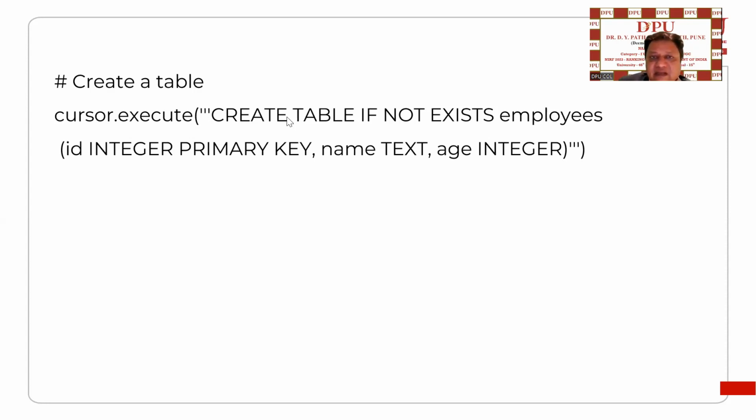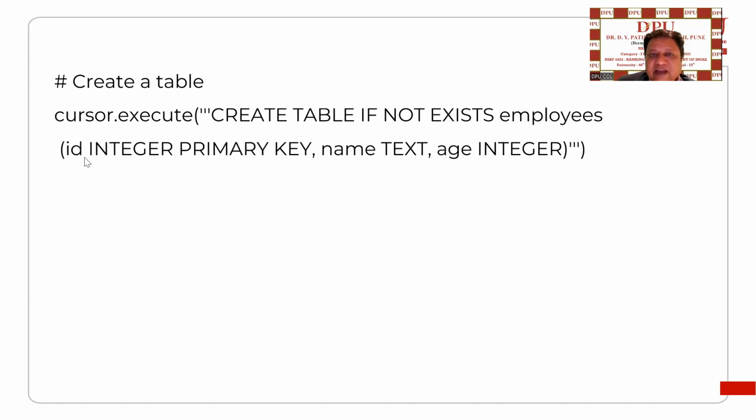CREATE TABLE is the statement that I'm writing here, the SQL query. CREATE TABLE IF NOT EXISTS is the query, and the table name is employees. You can give any name here, and in the brackets we have to specify the column names, the columns you want in your table, by specifying their names and data types. For example, ID is the attribute name, and the type of the ID is integer. As you can see, I'm defining the ID as a primary key.